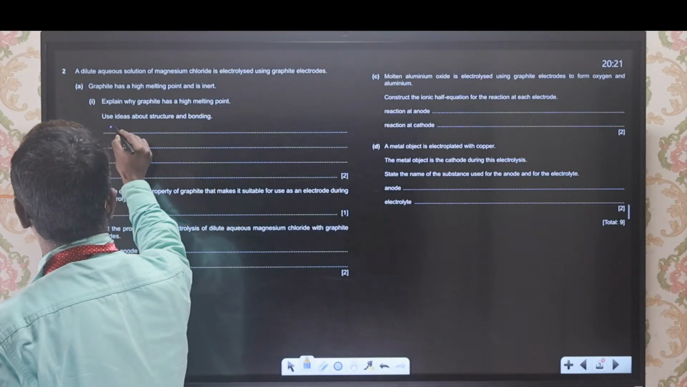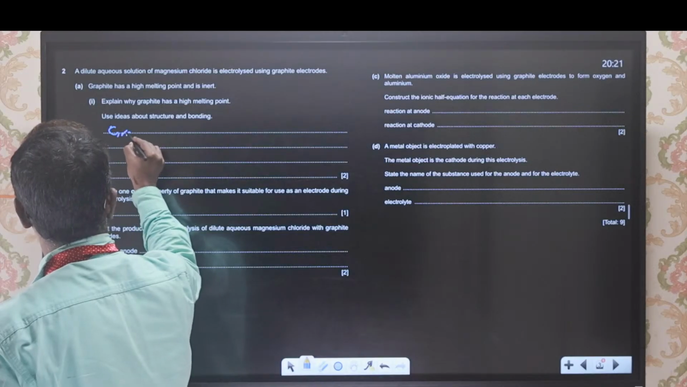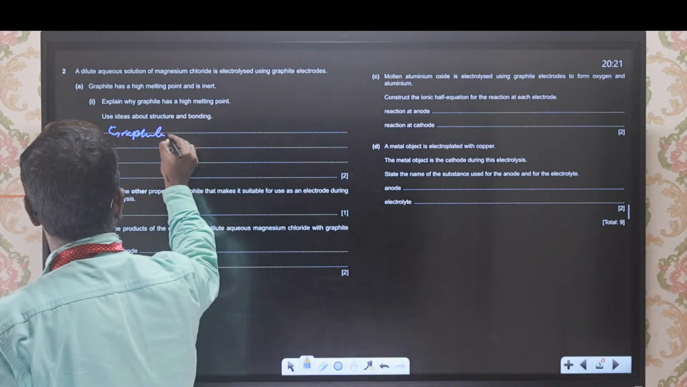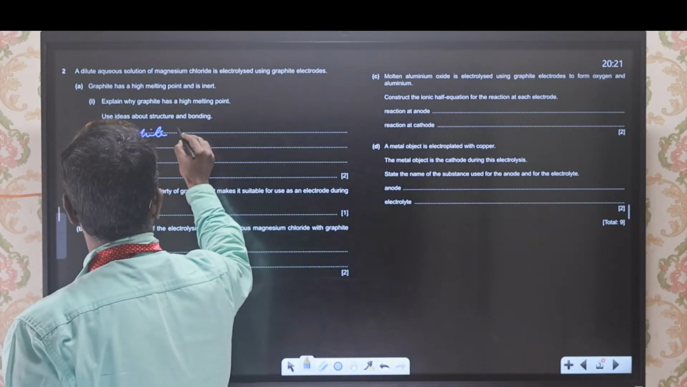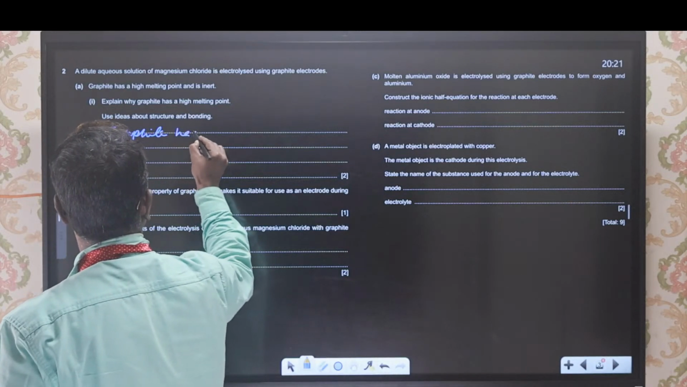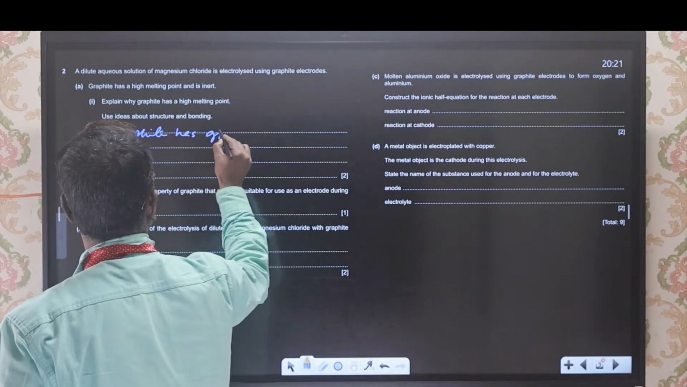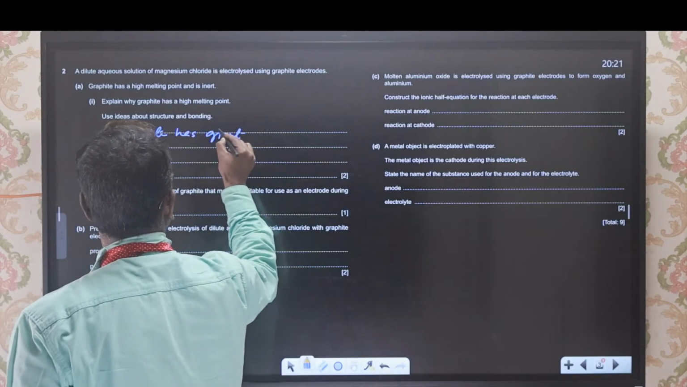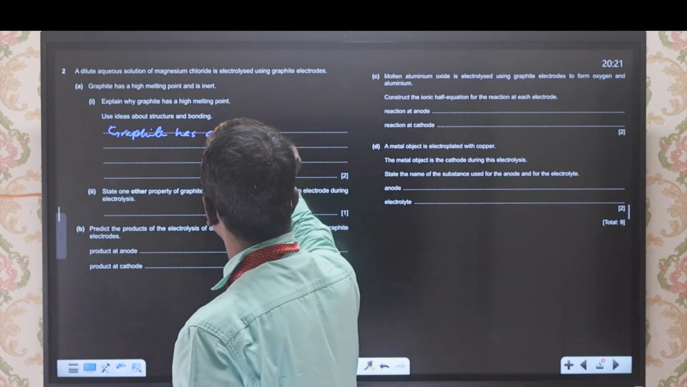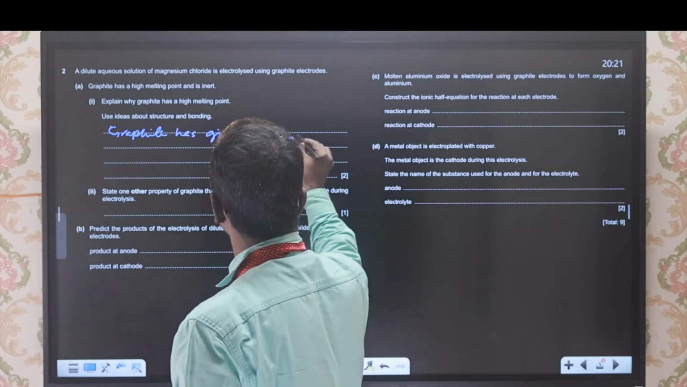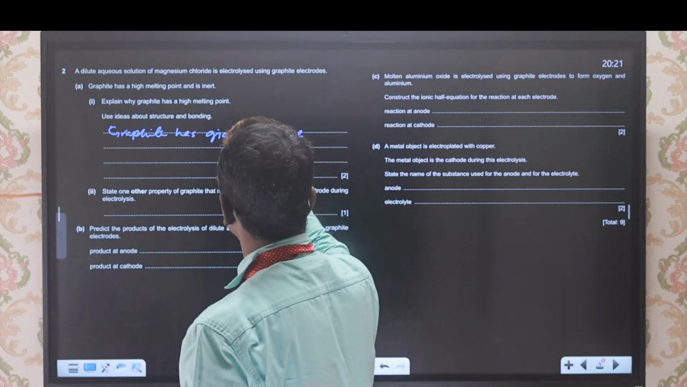It is for graphite: it has a giant covalent structure.